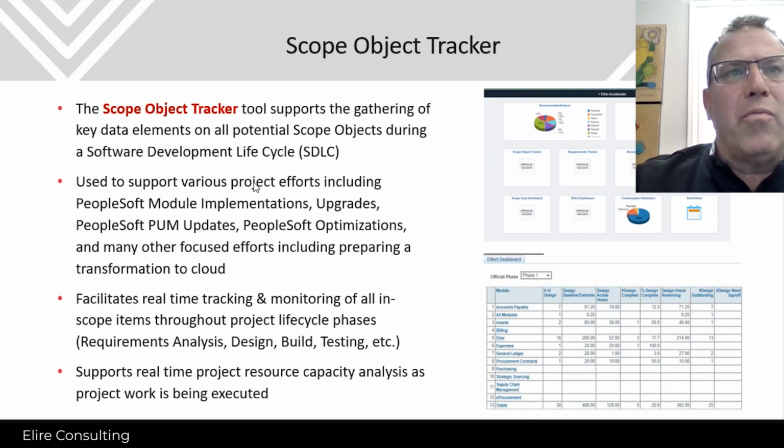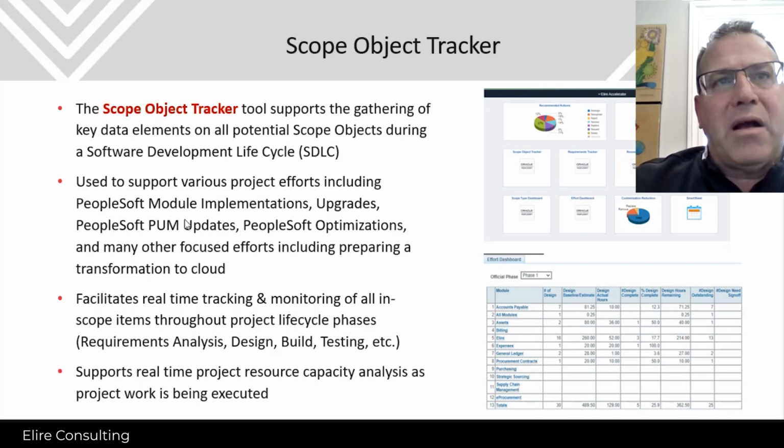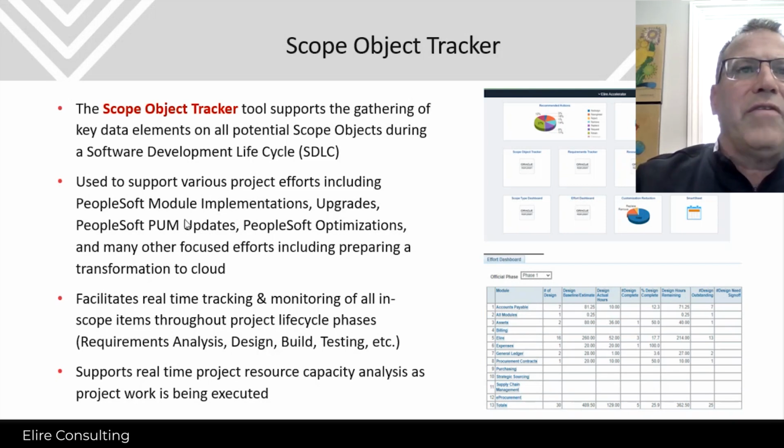If you're implementing a new module, could be related to an upgrade if you're going from 9.1 to 9.2, for example. Most of our customers today are using this for their PUM updates. So as you do each PUM update, we'll show how we can have different phases within the tool and track the efforts for each PUM update, keeping that history of what decisions were made from prior PUM updates. Could be just an optimization effort if you're looking to improve your P2P processes, let's say, or your benefits processes.